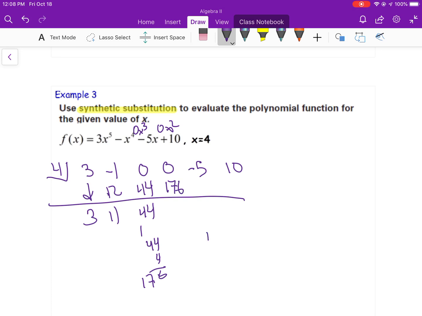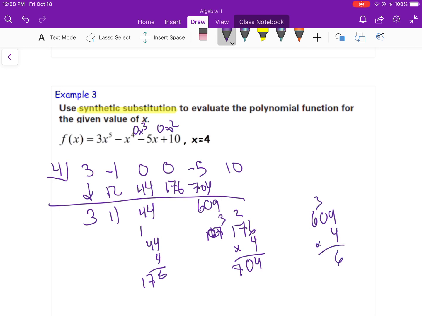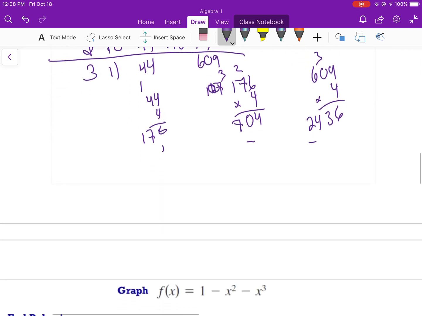176. Okay, 176 times 4. There's 2, there's 0, there's 3, 704. Then 609. 609 times 4. 63. So there's 3, 2, 4. Add them together, and I get 2,446. There we go. I had to do a little long multiplication because I couldn't do it mentally, but again, I'm not taking some astronomical number to the 5th power.